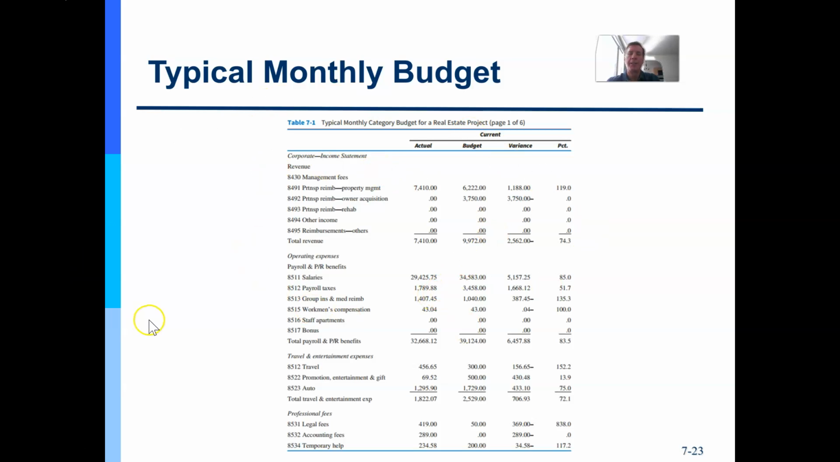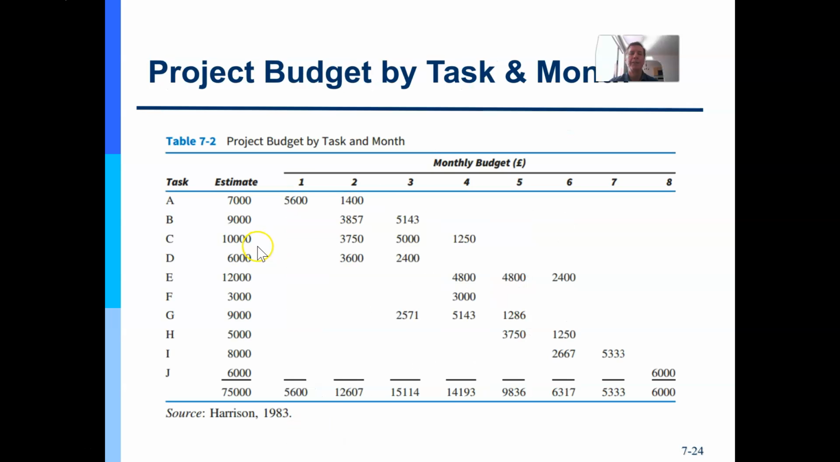And so here's a snapshot from the literature on a typical monthly budget and how it's broken down by, notice, management, operating expenses, travel, and professional fees, etc. And then, of course, here's your time-phased budget. You can see your total budget down here and how much by month we expect to spend, and the estimates for the various tasks in the vertical and how much each month that we're going to use. This should match with your schedule and your work breakdown structure along the way.